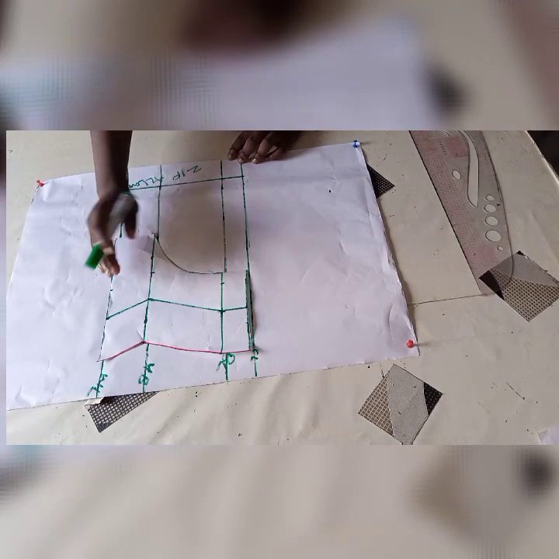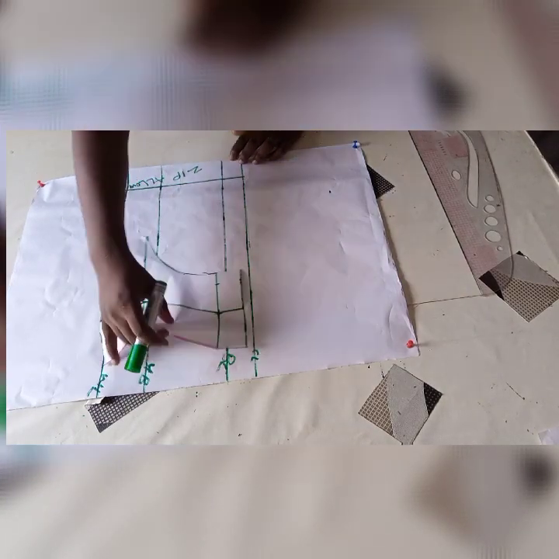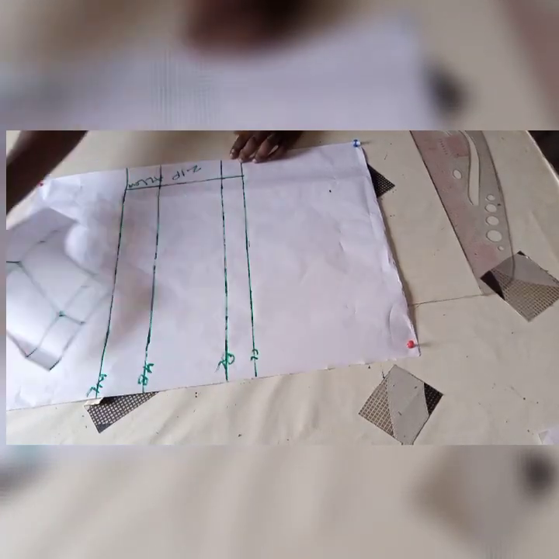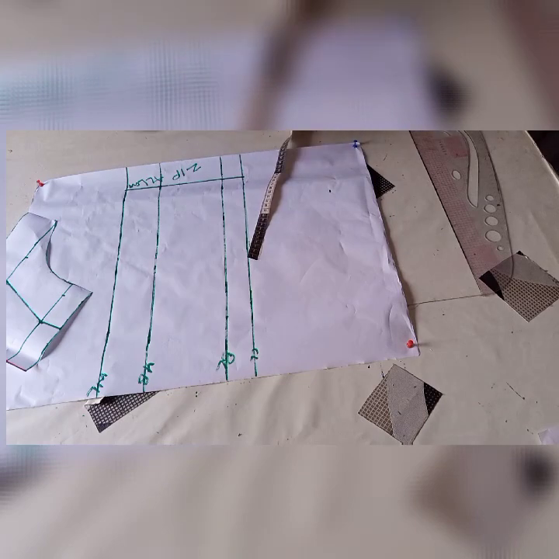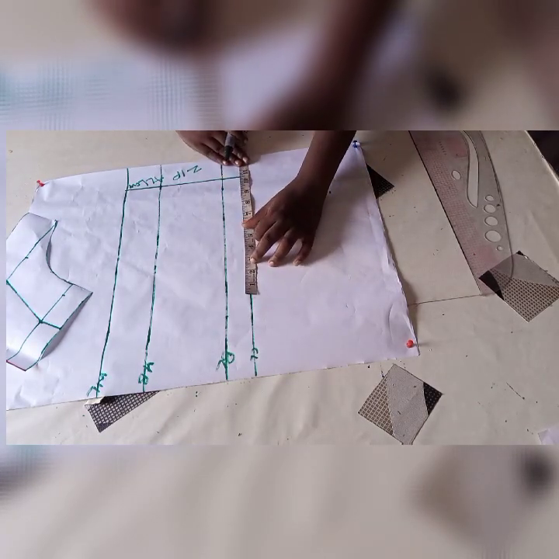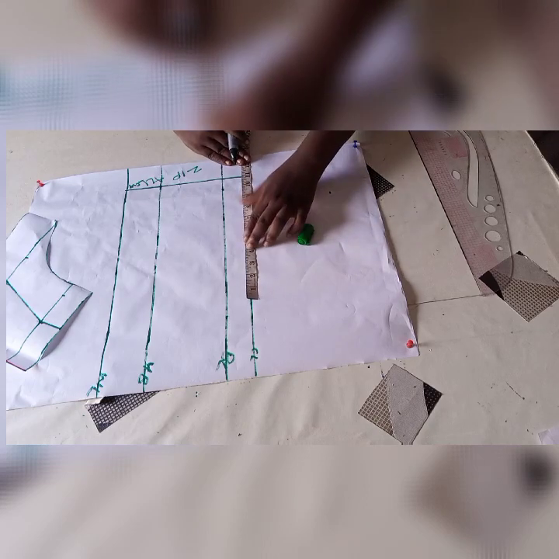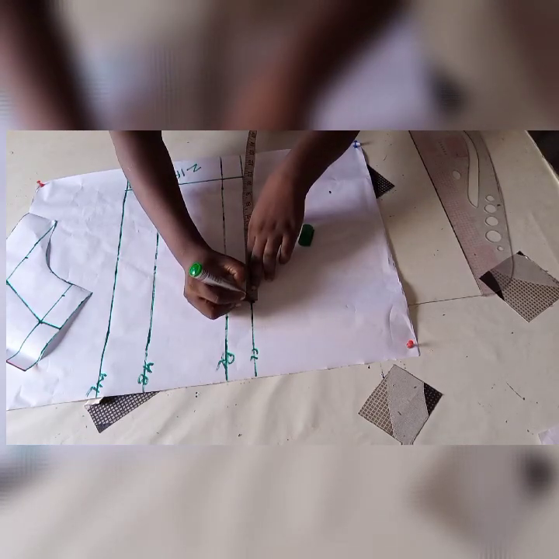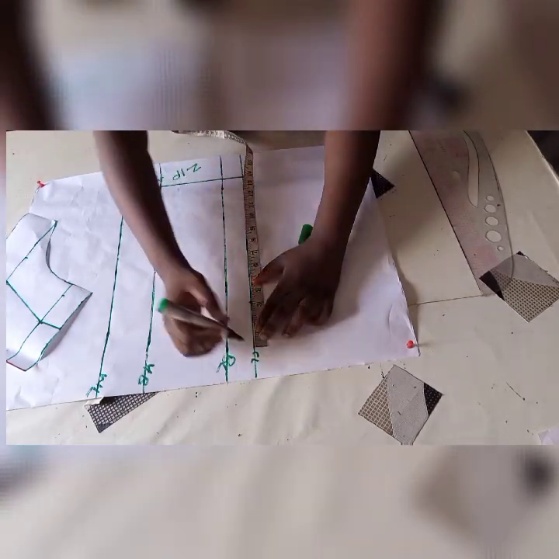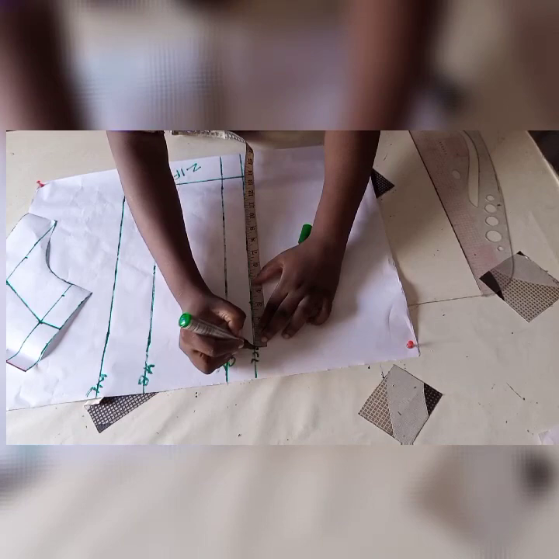So now at the front part of the armhole side, this is it. Let me take out the measurement first. So our bust is 43.5. So this is our 43.5 plus 3 inches allowance.